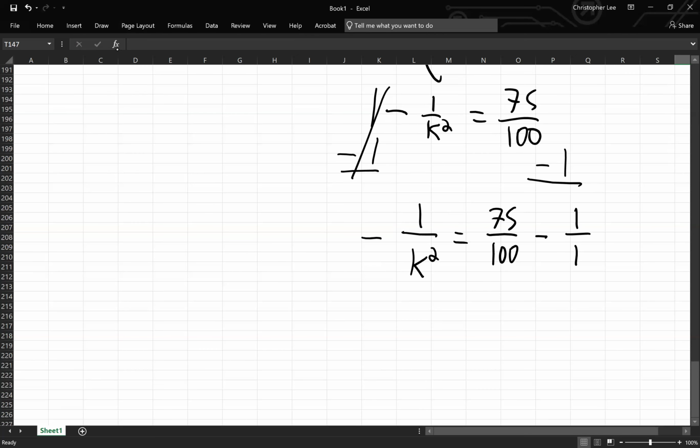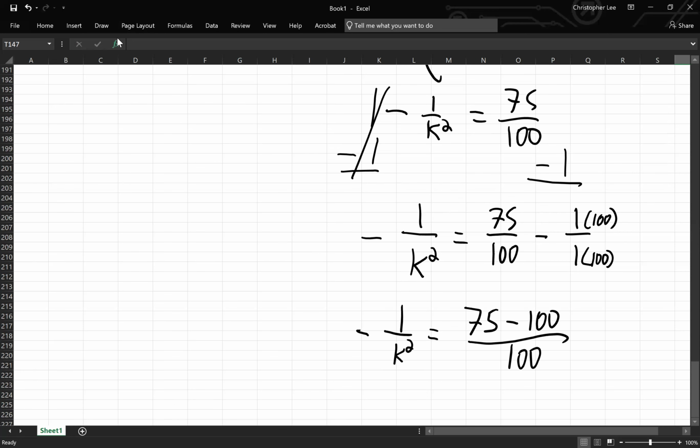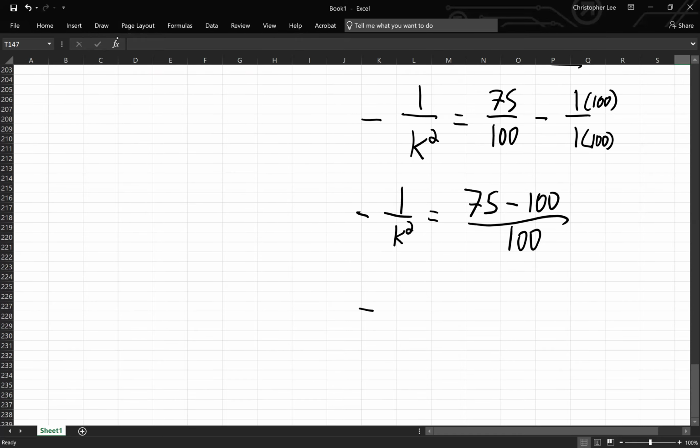All right? Because that's 1. I'm just moving the 1 to the other side. So now LCD 100, you already know what you do to one side, do to the other, and what you do to the bottom, you do to the top. So I get 1 over K squared is equal to 75 minus 100 over 100. What's 75 minus 100? So this is negative 1 over K squared is equal to negative 25 over 100, right?